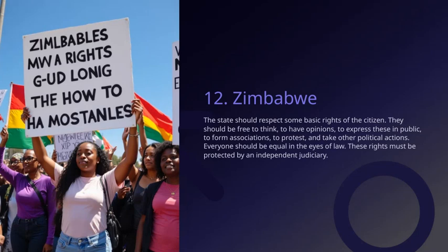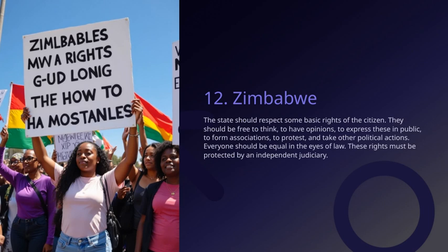Let's take a closer look at Zimbabwe and the importance of basic rights. The state should respect fundamental freedoms of its citizens. This means people should have the freedom to think independently, hold their own opinions, and express those opinions openly in public. It's also essential that individuals can form associations, join groups, and even protest peacefully to voice their concerns. These rights are crucial for a healthy democracy.